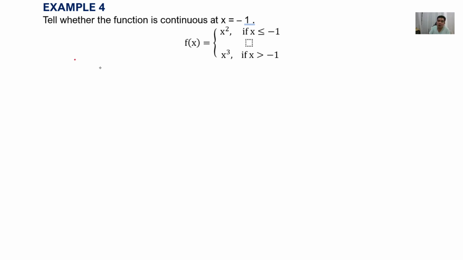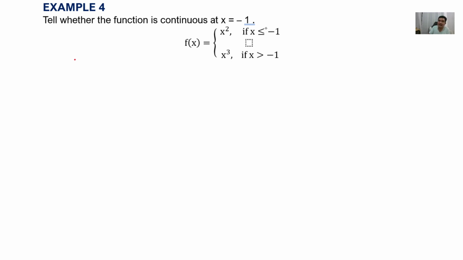Okay. Hope you tried, no? Hope pinost nyo. So, tell whether the function is continuous naman at x is equal to negative 1. So, there are two class, x squared if x is lesser than or equal to negative 1. So, ibig sabihin, at x is equal to negative 1 at the same time at x is lesser than negative 1. So, lesser than or equal to negative 1 and x cubed if x is greater than negative 1.